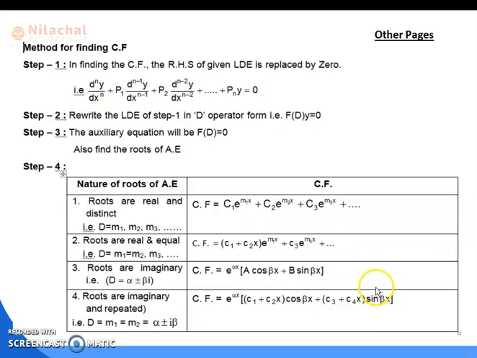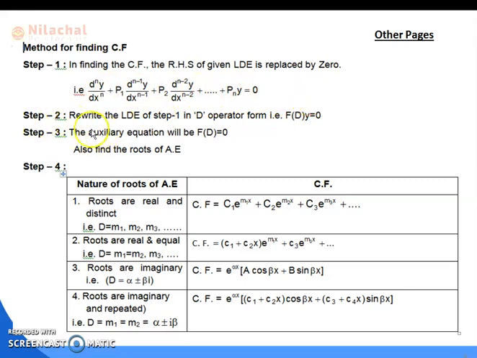Clear? Then there are some methods to find the CF. How can you find it? In your question, a differential equation will be given, and for CF the right hand side must be 0. As we have said, CF is the solution of the homogeneous equation, and homogeneous means right hand side equals 0. So the equation must be equal to 0, otherwise you have to convert your right hand side to 0. So first step in finding the CF: the RHS of the given LDE is replaced by 0. Clear? So you have to write it again.